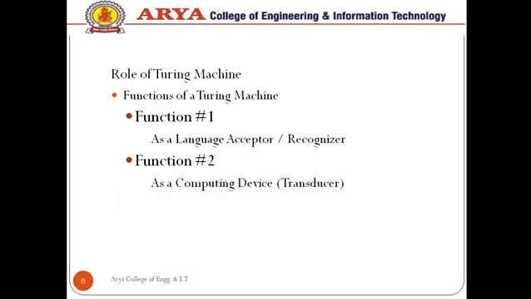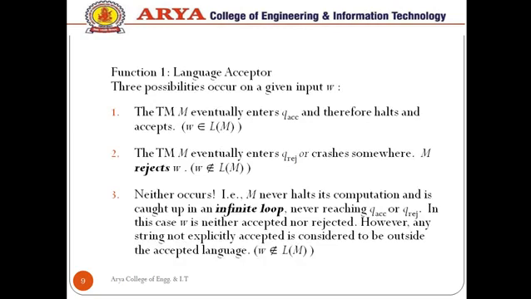Next is the role of the Turing machine. There are some functions for this. Number 1 is as a language acceptor or recognizer. Number 2 is as a computing device, that is the transducer. Next is the first function, that is the language acceptor. There are 3 possibilities that occur on the given input string.